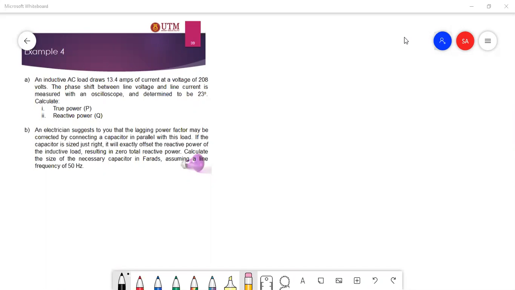So this is a discussion on example 4 from the notes. Question A: an inductive AC load draws 13.4 amperes of current at a voltage of 208 volt. We consider both current and voltage are RMS values, and the phase shift between line voltage and line current is measured with an oscilloscope, and from the oscilloscope the value is 23 degrees. Calculate the true power and the reactive power.